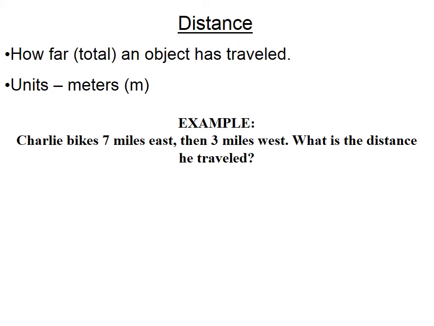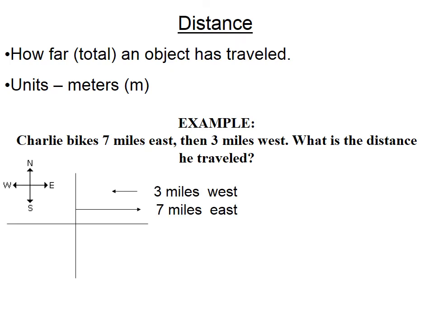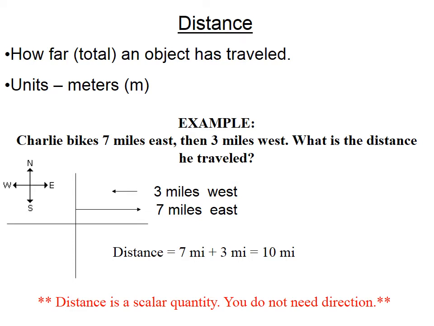So in this example, I'm talking about my brother. He loves to bike. So I'm going to draw this example out. I'm going to define my origin and my coordinate system, and then draw out the problem. So Charlie bikes 7 miles east, 3 miles west. What's the distance? Well, distance is how far total he's traveled. So he goes 7 miles east plus 3 miles. His total distance is 10 miles. Distance is a scalar quantity, so you do not need to account for the direction because you just want to know how far he traveled total.